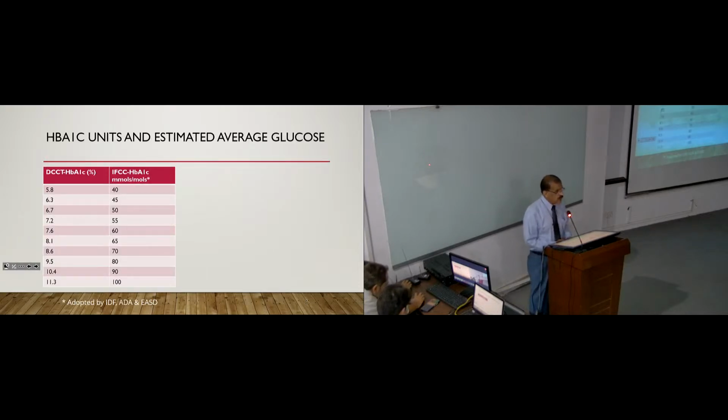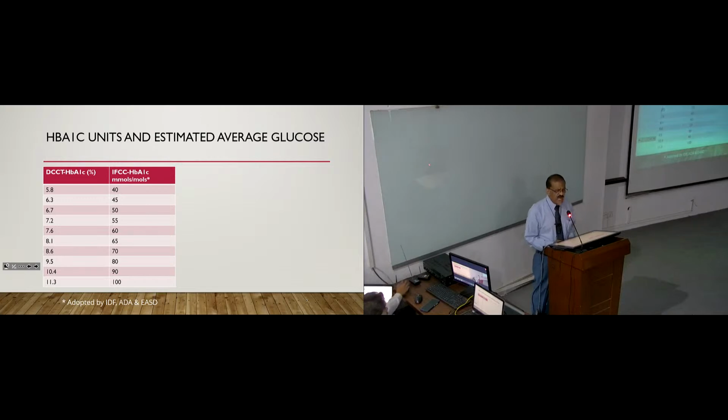Now these are the units. On the left column we have DCCT HbA1c, which is expressed in percentage, and this is widely used still in Pakistan, and this was used by the DCCT trial. But these days the International Federation of Clinical Chemistry has suggested a different value. They said this should be expressed in millimoles per mole.